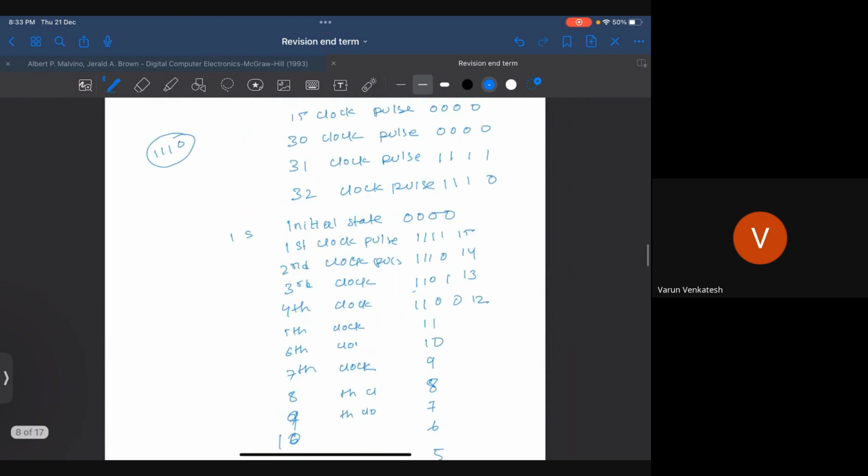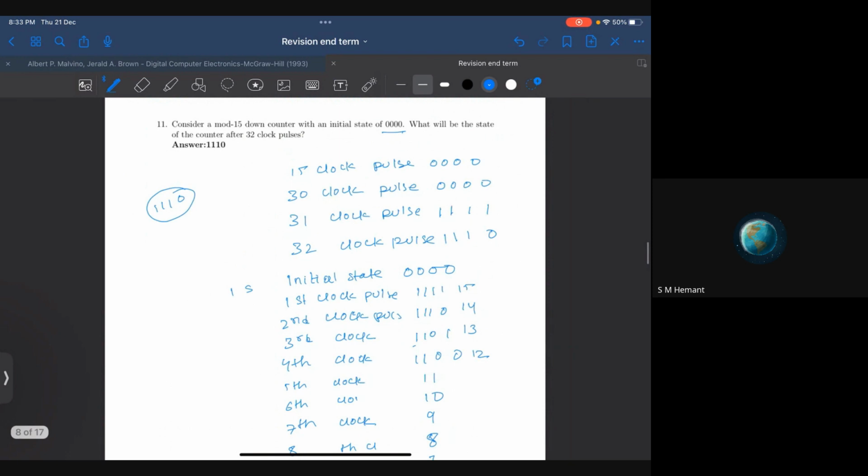Because it's mod 15, right? We cannot have 15 in the possible values. It will be 0 to 14.